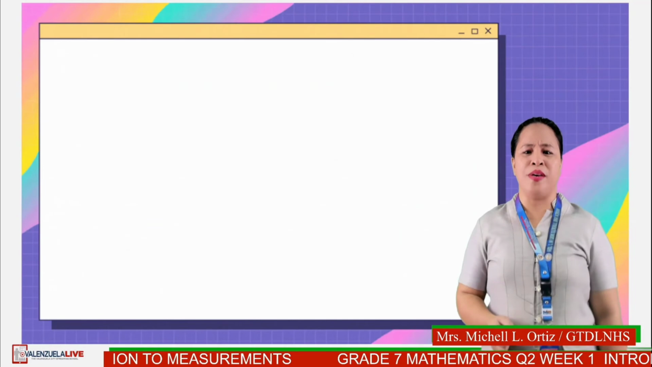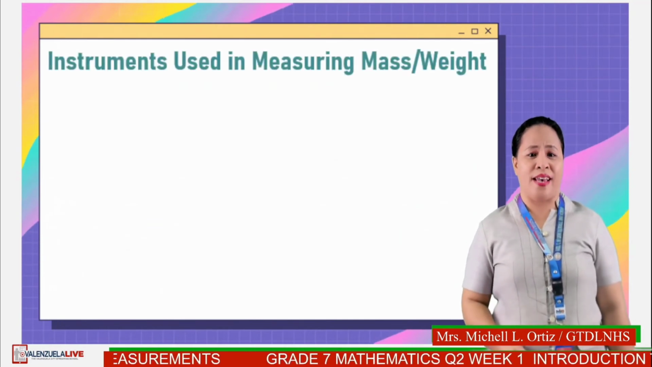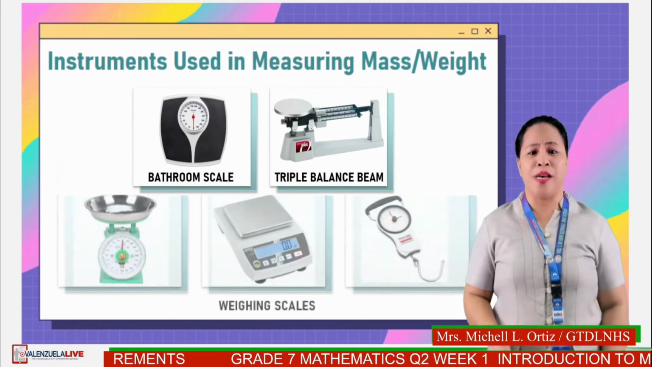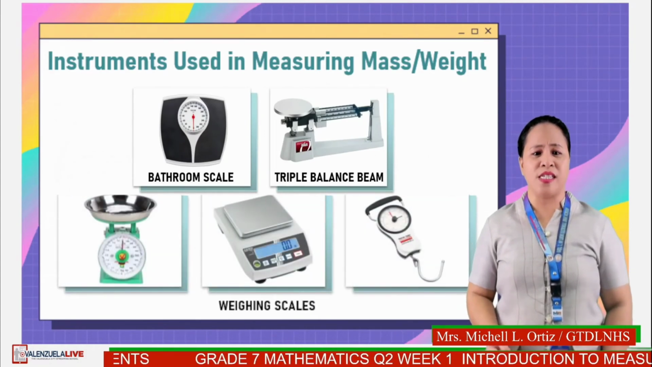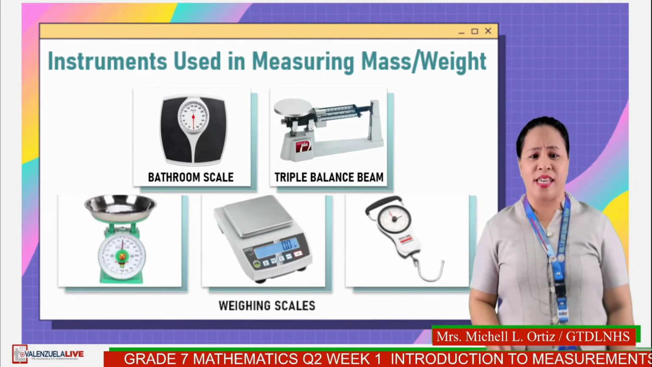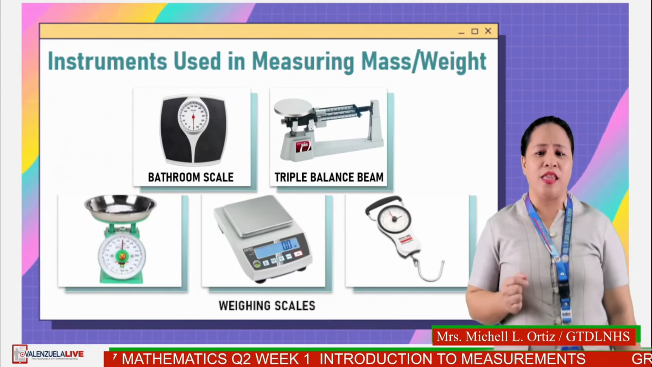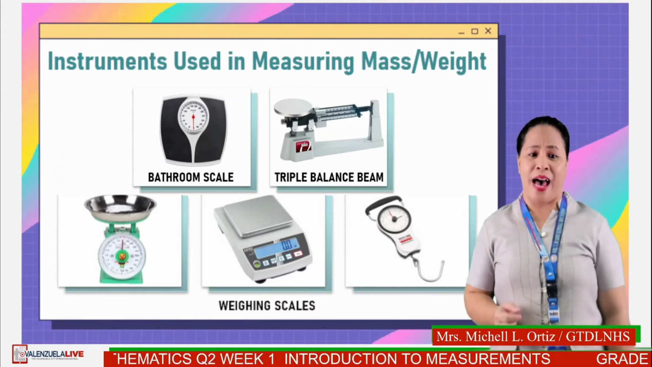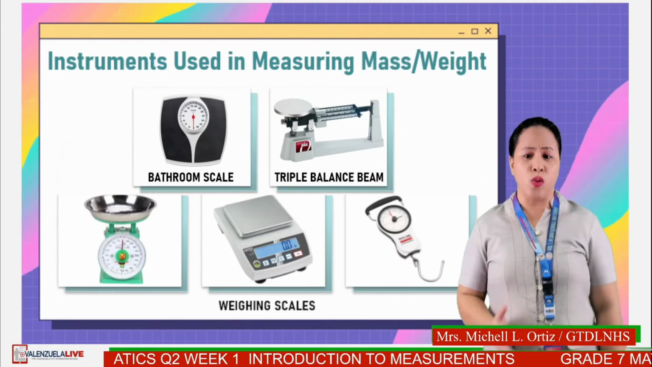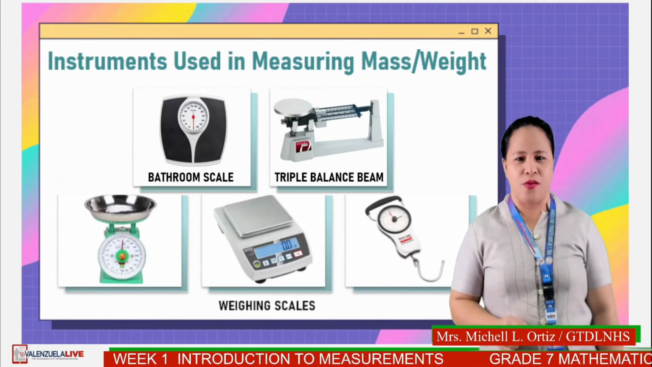Some of the instruments or devices used in measuring mass are the different measuring scales: the spring scales that we use in measuring weight, the weighing scales that we use to weigh the goods that we buy in the market, and the triple beam balance, which we use to measure mass in grams with greater accuracy.